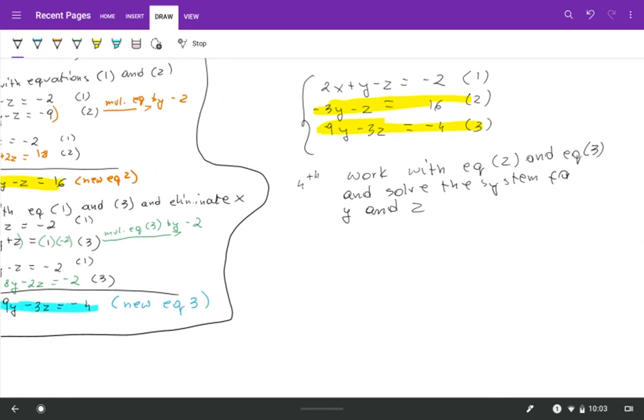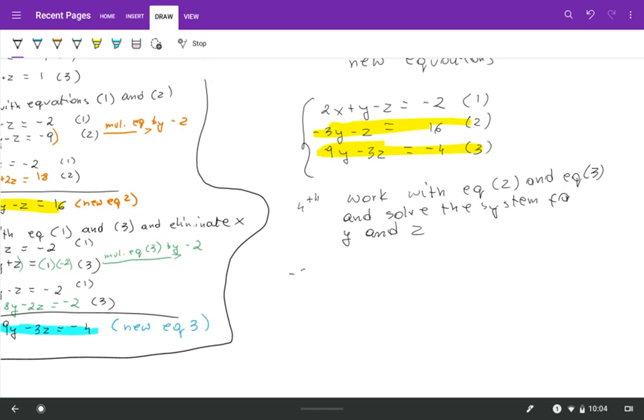Okay, so equation 2, let's copy this down. We have negative 3y minus z equals 16. Equation 3, we have 9y minus 3z equal negative 4. Okay, so it's up to you how you want to solve it. I'm going to use the elimination method. I would like to have in front of z from equation 2 positive 3z. So it will be nice to have positive 3z so I can eliminate z. So in order to get positive 3z, I need to multiply equation 2 by negative 3.